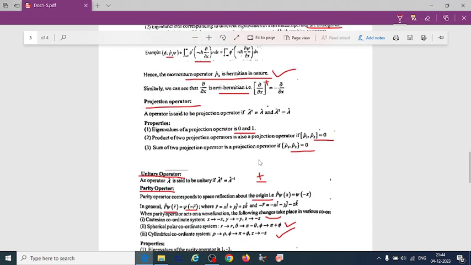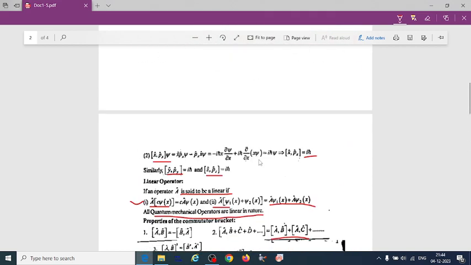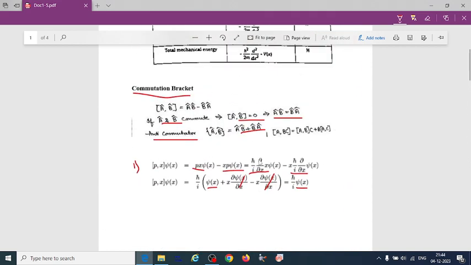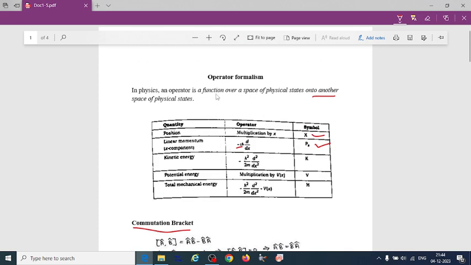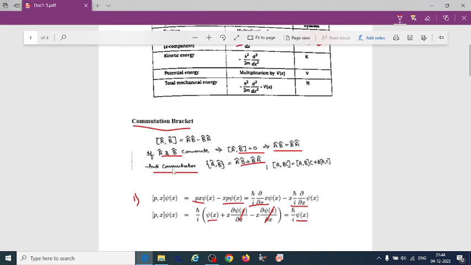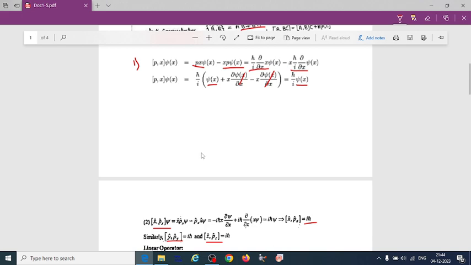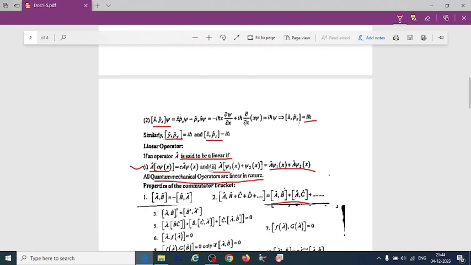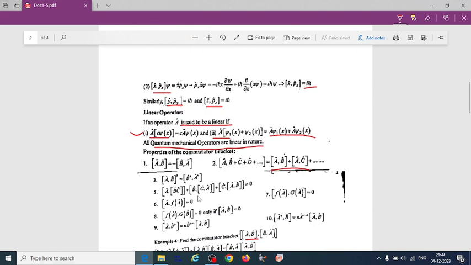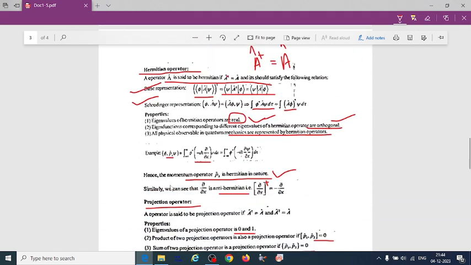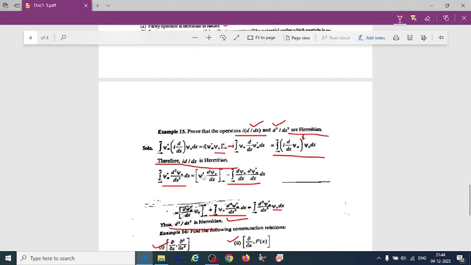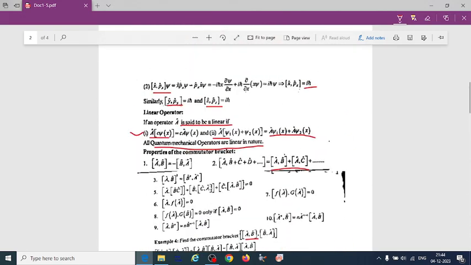So like that you can try to solve the problems related to operators and commutation brackets. First you should know the operators for a physical quantity, then you should understand what the commutation relation is. Then you can solve the problems related to different types of operators like Hermitian operator, linear operator or projection operator, but the Hermitian operator is very important for your exam purposes, and also the commutation relation.